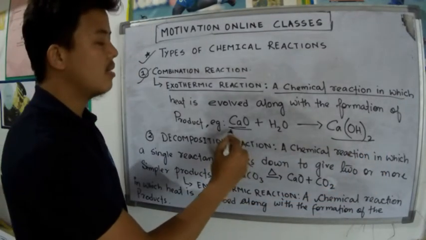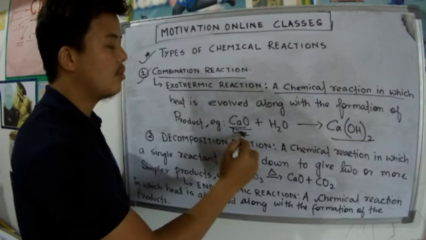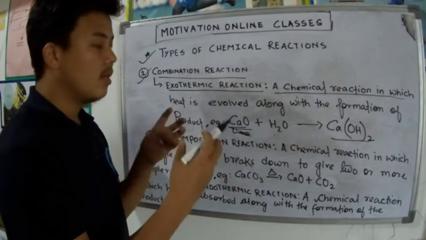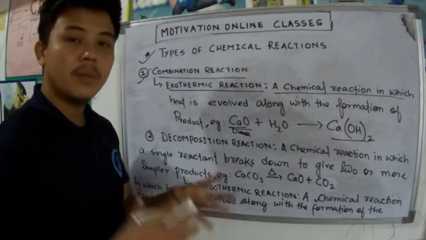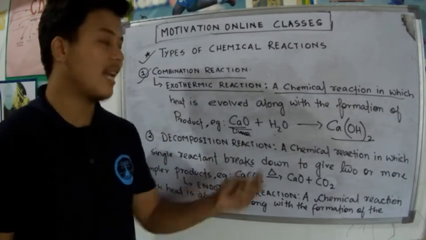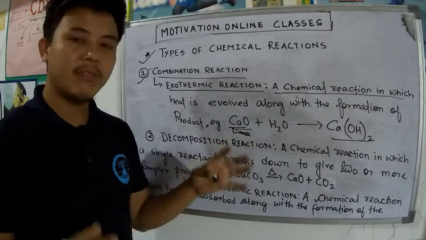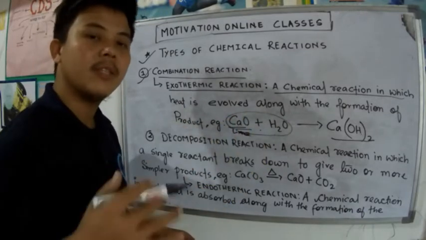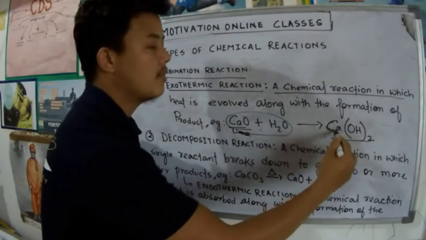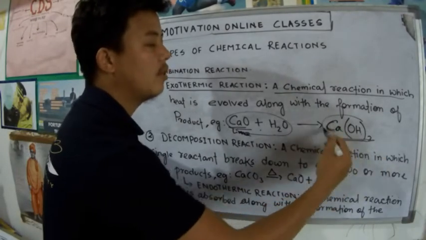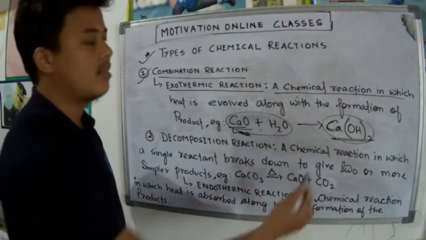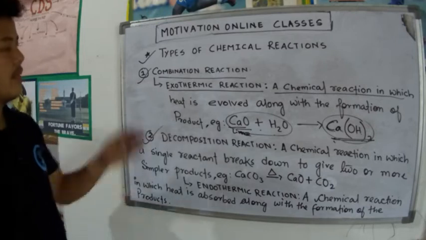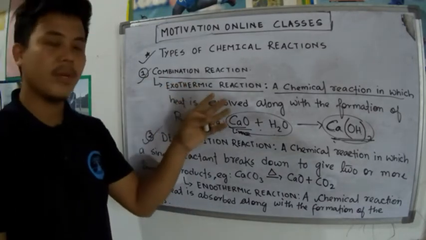So what is this? This is the lime, the lime which we get on the market. So when it is added to water, what will happen? It will release excess heat. So whenever you touch the container in which these two are reacting, you can feel the heat, and a compound will be formed, that is calcium hydroxide, and this is known as slaked lime. So as you know, combination reactions are known as the exothermic reactions.